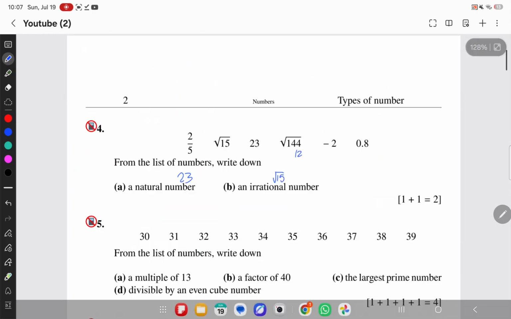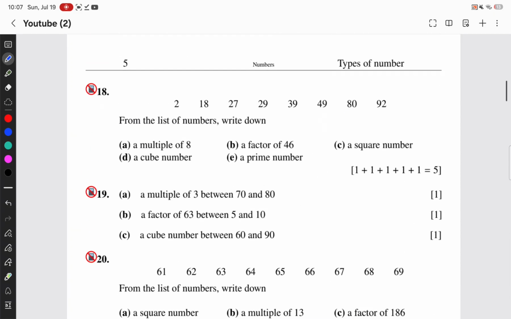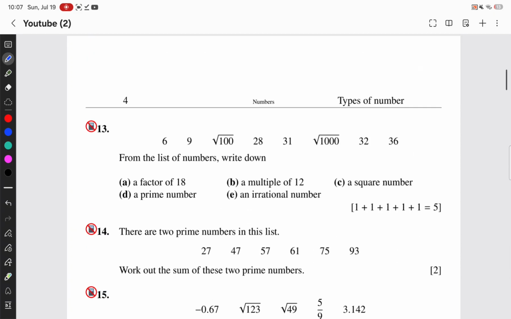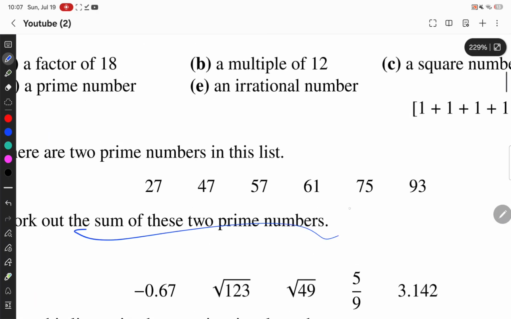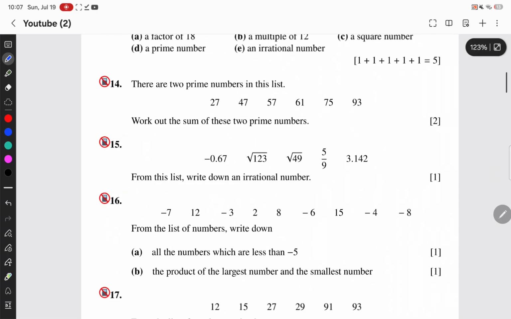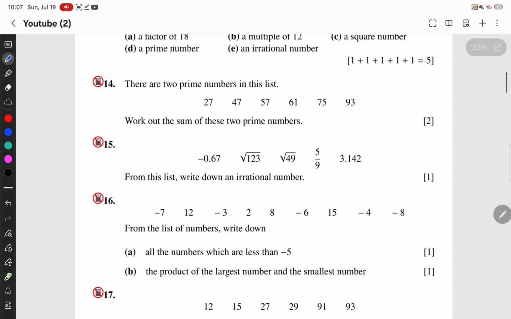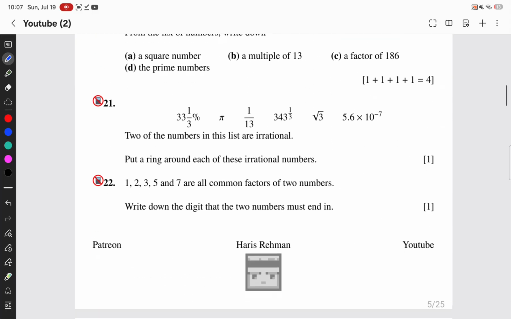Now I've done 3 questions. The rest you can do yourself. I have multiple parts. Example here: work out the sum of these 2 primes. Select 2 primes. I'm not going to tell you in this video. In the marking scheme, I will tell you what the primes are. Don't worry. You guys do not look at the marking scheme to cheat.